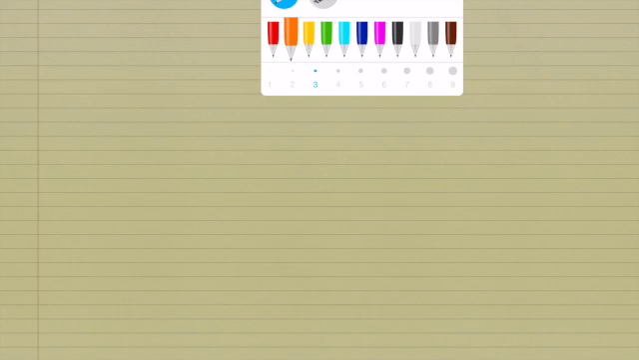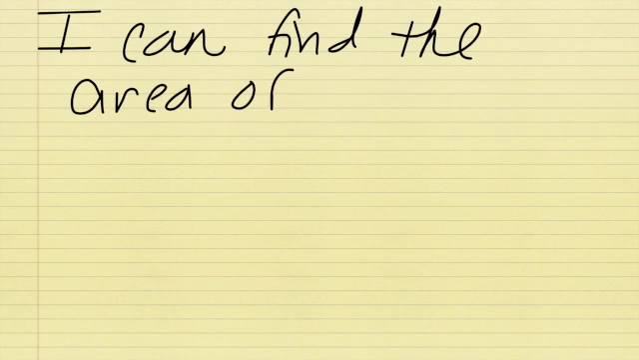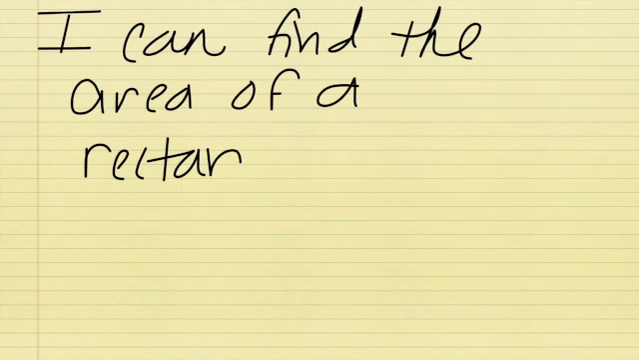Okay, we are starting geometry. So the first thing we're going to do today is, we don't want that. We want black. Here we go. Find the area of a rectangle. Man, as soon as I get back to school and my Apple Pencil, I'll expect this video to be totally replaced. This is bad. I can find the area of a rectangle.